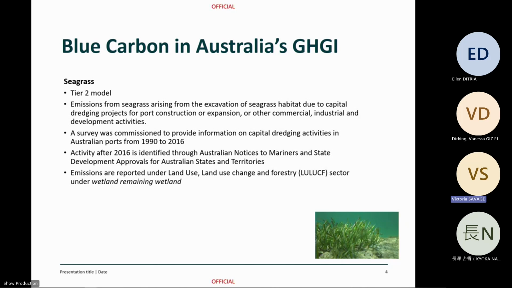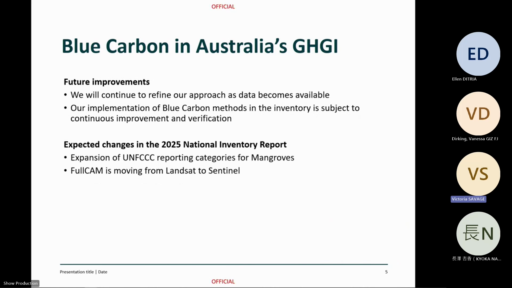It's quite a small part of our inventory. And then just quickly, with improvements moving into the future, we continue to refine our approach as data becomes available. We're always looking to improve our methods where we can, always subject to continuous improvement and verification. We have some changes coming up in the next inventory report for 2025, which will be out April 2025.